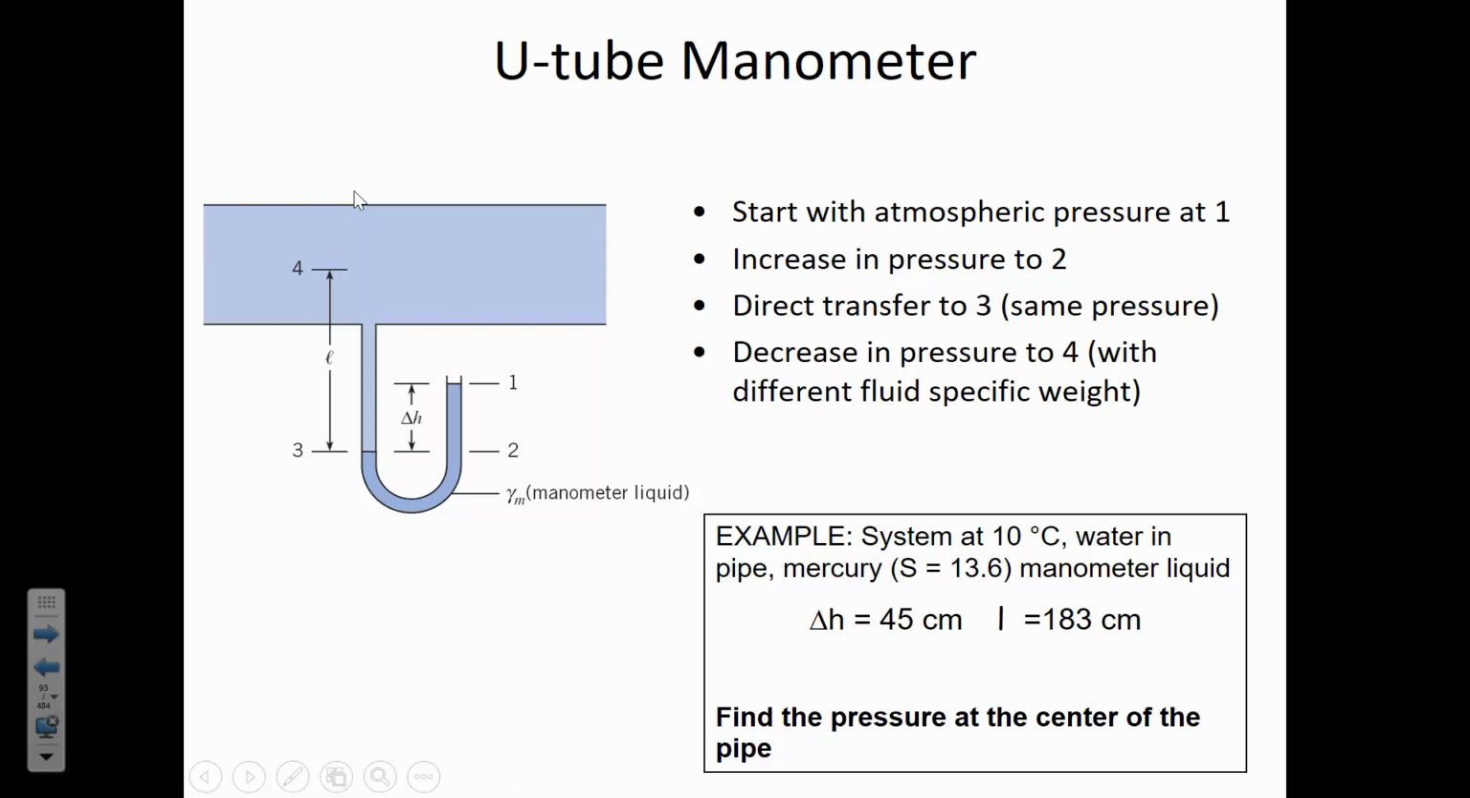Now, off to the side here, we should define our unit weight of water. Let's use a unit weight of water, 9810 newtons per meter cubed. And then for mercury, it's going to be 13.6 times 9810 newtons per meter cubed. So our manometer fluid has a unit weight of 133,416 newtons per meter cubed.